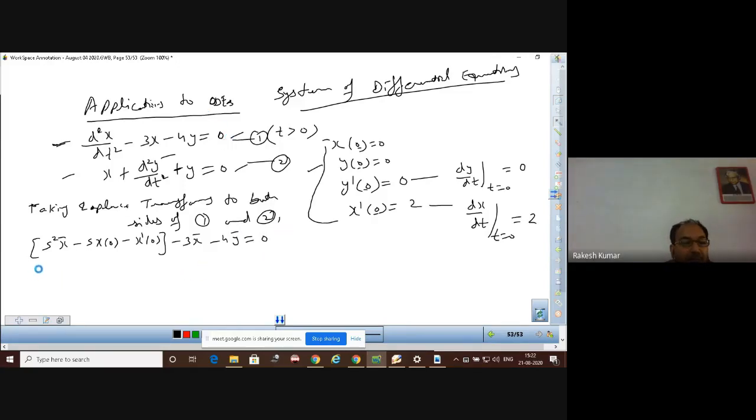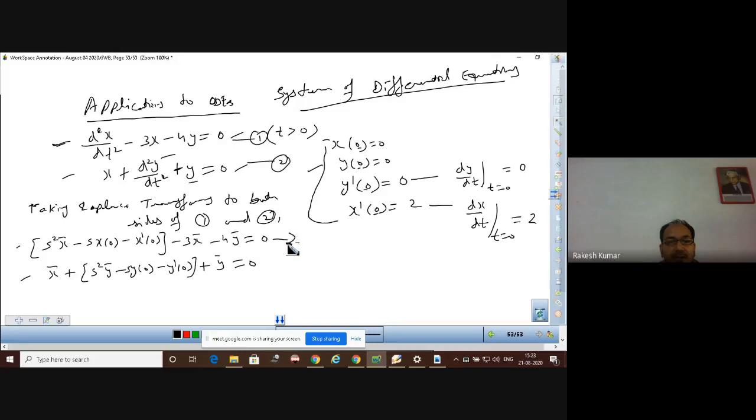And similarly we can find out the Laplace of the second equation also. Laplace of x will be x bar. Now the Laplace of d square y by dt square comes out to be s square y bar minus s y of 0 minus y dash 0, plus the Laplace of y will be y bar, is equal to 0. So this is the Laplace transformation of both the equations.